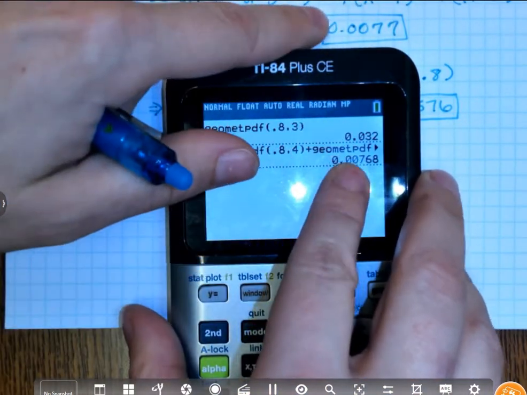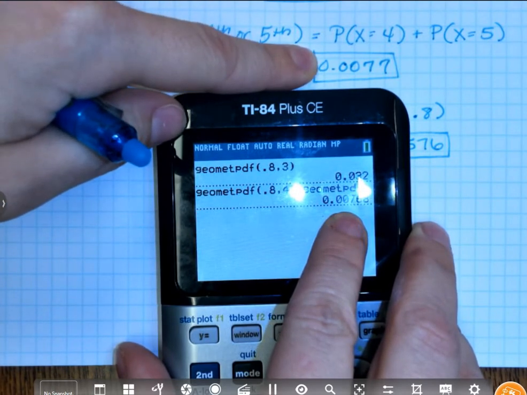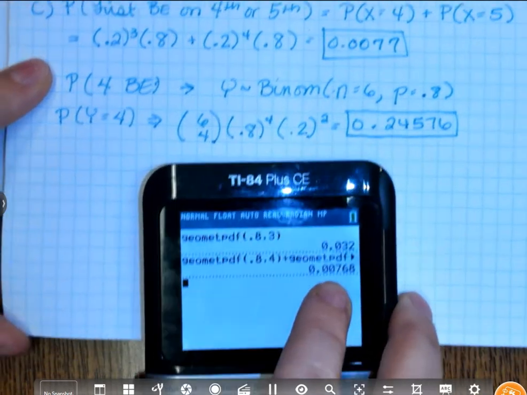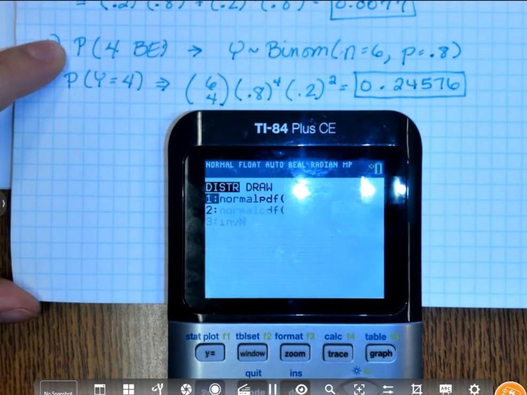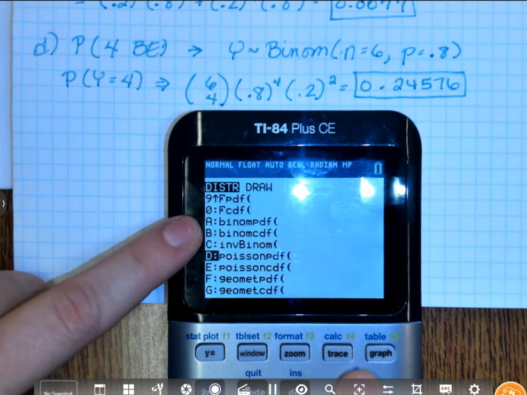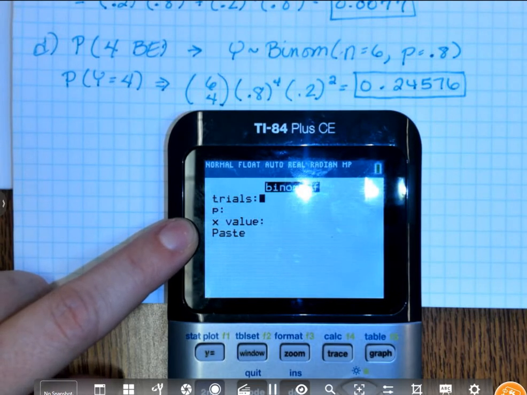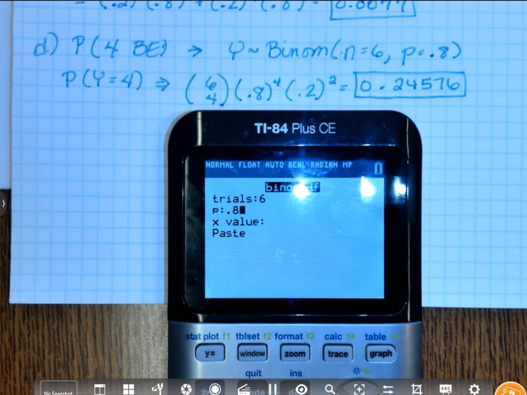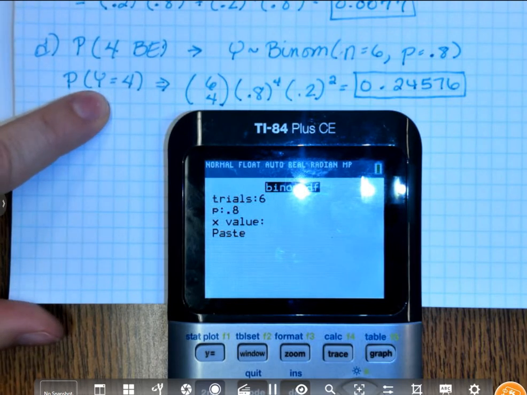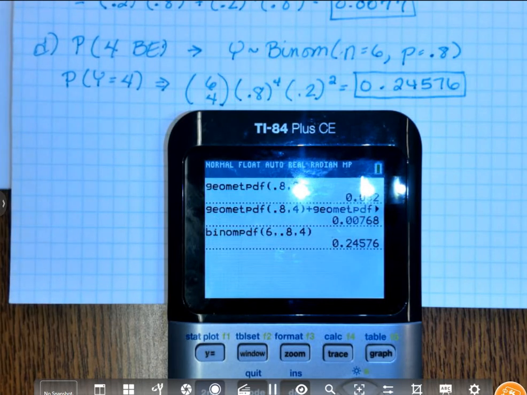See how that's the same thing? I can add those pieces together. I can do binomial. So I'm going to go to second vars, binomial for one number. How many trials am I doing? 6. Probability of success. How many successes was I looking for on D? Same number.